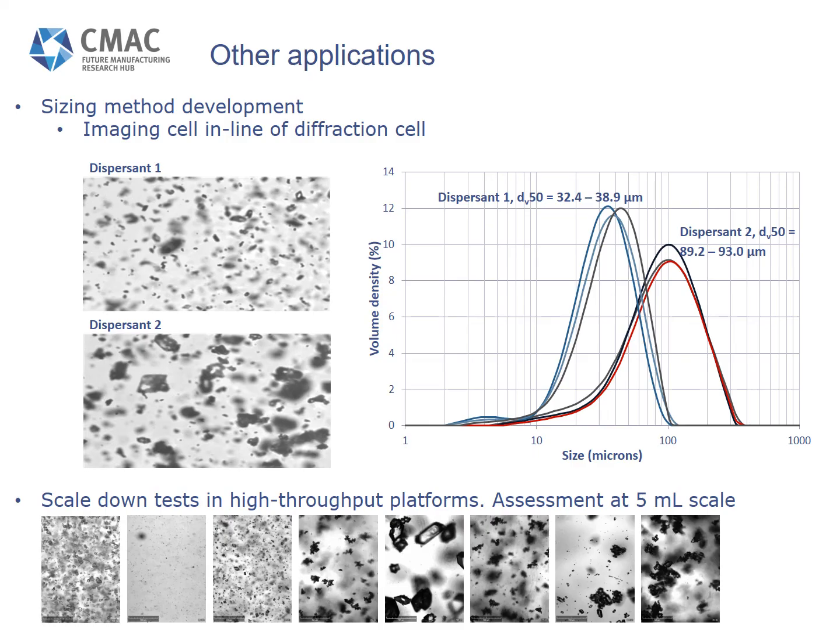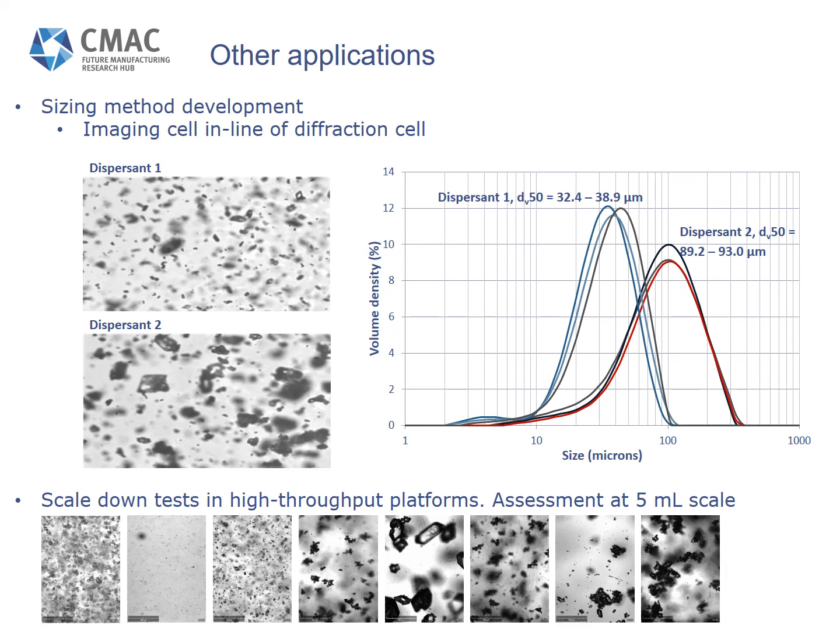Now, if we relied on laser diffraction measurements by themselves, we might assume this is due to batch variation or some other changes within the process. However, looking at in situ imaging here, we can clearly see that dispersant 2 produces much larger agglomerated particles compared to dispersant 1. And this is something you wouldn't be able to pull out without this imaging methodology.